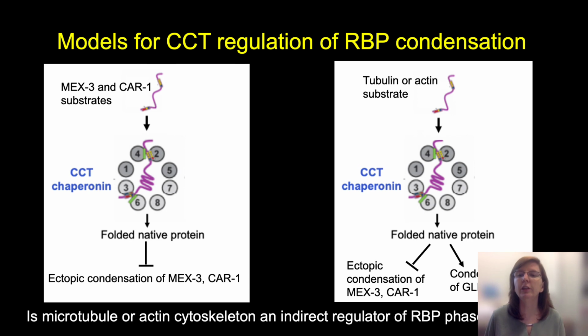In addition to testing these models, we are also in the process of determining the subcellular localization of CCT subunits using CRISPR to make tagged lines. We're also asking if CCT regulates stress-induced condensation of RBPs, and eventually, we would like to know if any subunits of CCT are phosphorylated by ERK.